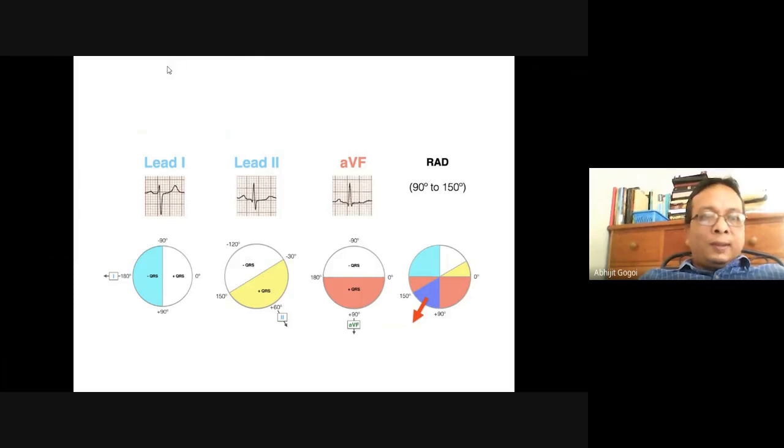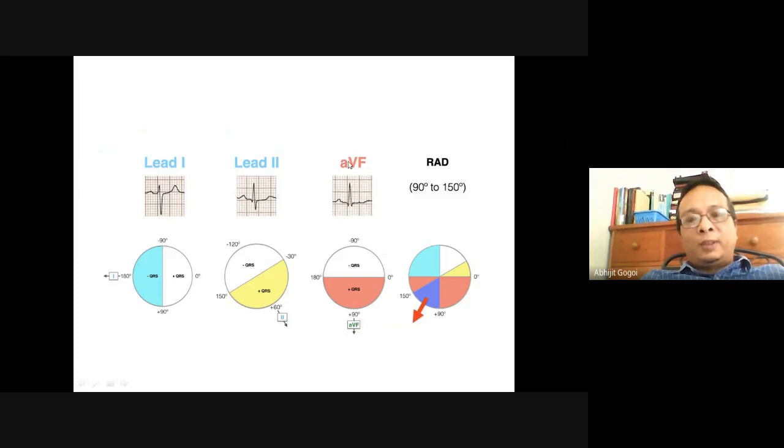Now look at this ECG. Lead 1 is not positive; the QRS is not upright, it is going down, or you can say the R is more towards the downward side than the upside. So lead 1 is negative. This is the blue shadow. And if lead 1 is negative, then we'll look for aVF.